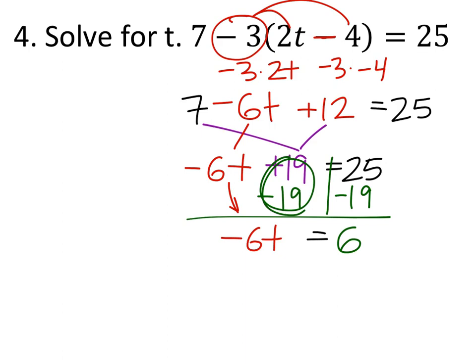Last thing I need is a 1t, not negative 6t's. So I will divide both sides by negative 6, which is the division property of equality. Negative 6 divided by negative 6 is 1. 1t equals, that would be negative 1 now.